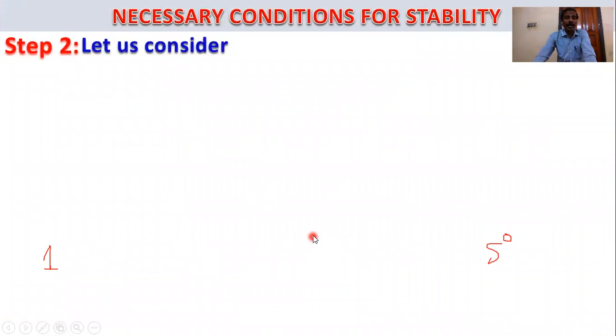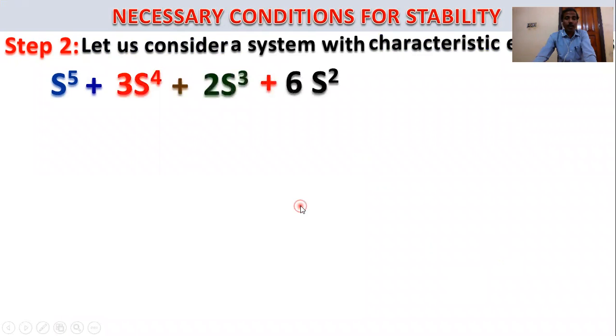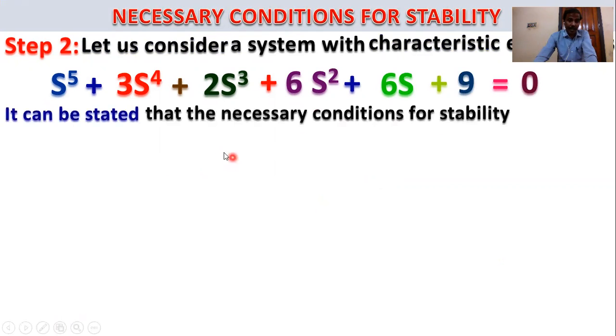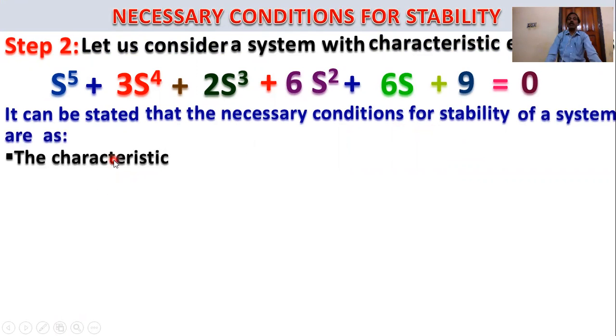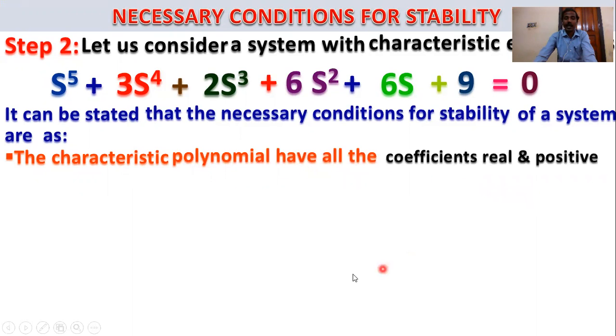Step number 2. Let us consider a system with the characteristic equation s to the power 5 plus 3s to the power 4 plus 2s cube plus 6s square plus 6s plus 9 equals 0. The necessary conditions for stability of a system are as follows. This is very important for the Routh-Hurwitz criterion. First, the characteristic polynomial must have all coefficients real and positive.